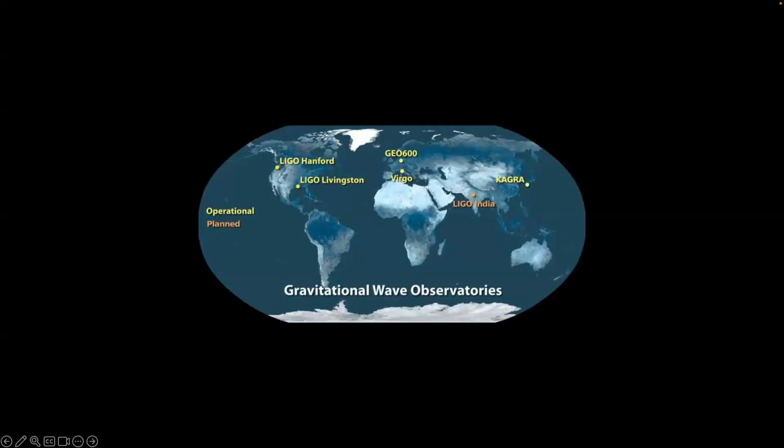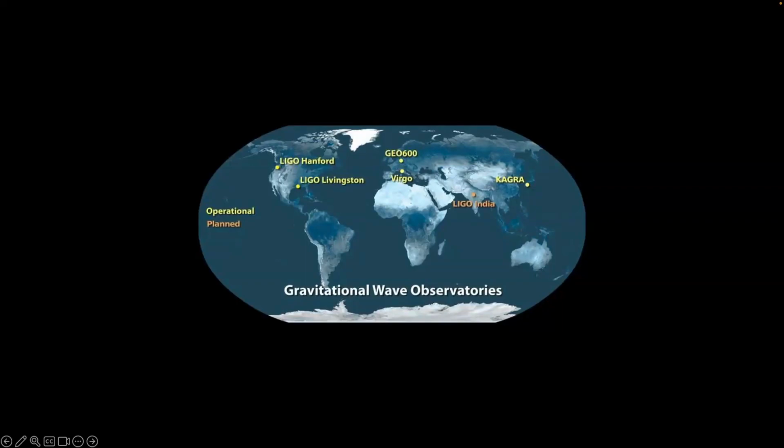So there are 2 in the US, there are 2 in Europe. There's one in Japan, but it turns out Japan's actually not the best place to put a gravitational wave detector. There can be a few earthquakes. There's also another one planned for India. That one should go up in the next 5 to 10 years, hopefully. So we're starting to build up a network of gravitational wave detectors.